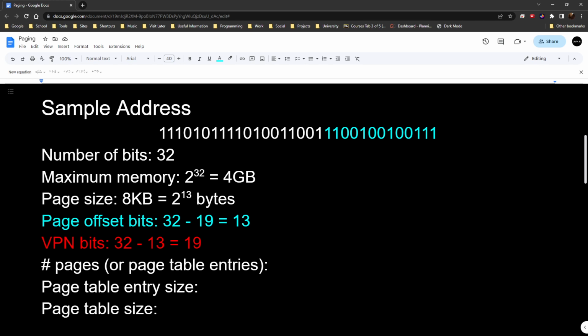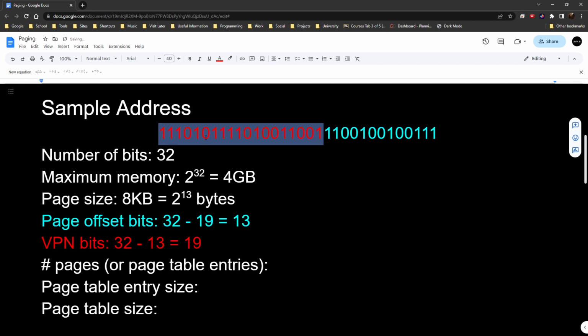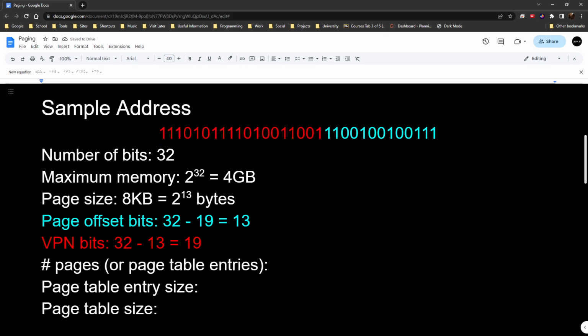So we can color this part, our virtual page number, red. So this is the page number, and this is the offset within that page. That's a good way to understand it.